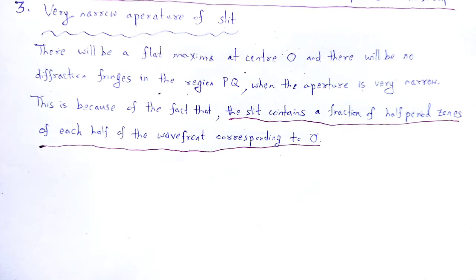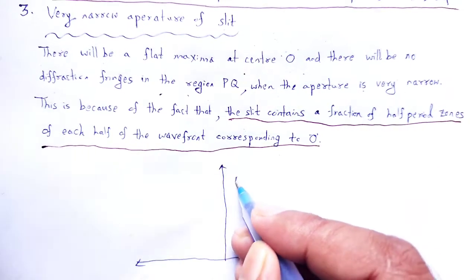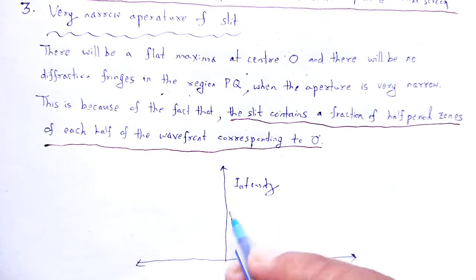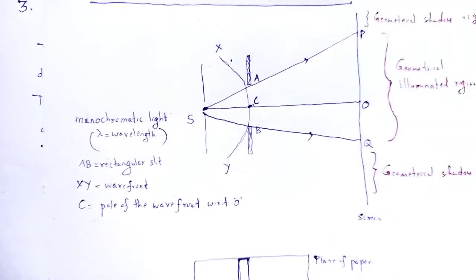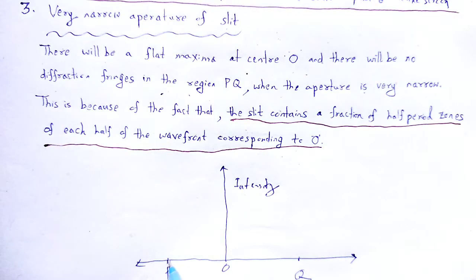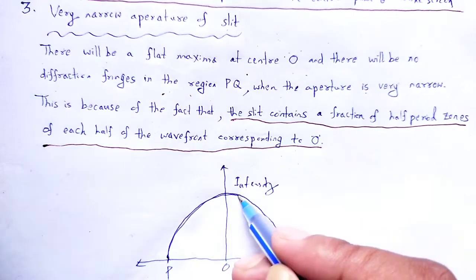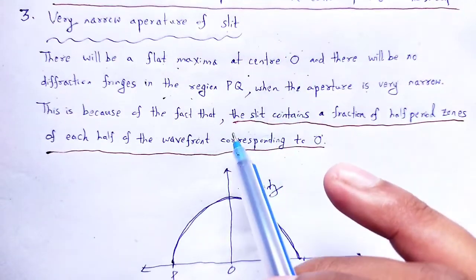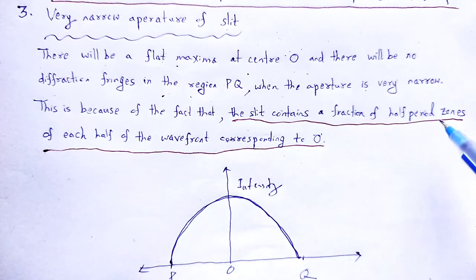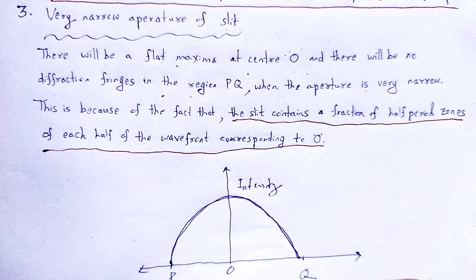So, the graph, if we plot the distribution of intensity, here intensity distribution at point O, here the point P, that is the point Q, as far as that particular figure is concerned. So, we obtain a central maximum here. No further diffraction pattern we observe in case of very narrow aperture of the slit. Why? As the slit contains a fraction of half period zones of each half of the wavefront, so at center we obtain a central maxima. No further patterns are observed in the geometrical shadow portions.